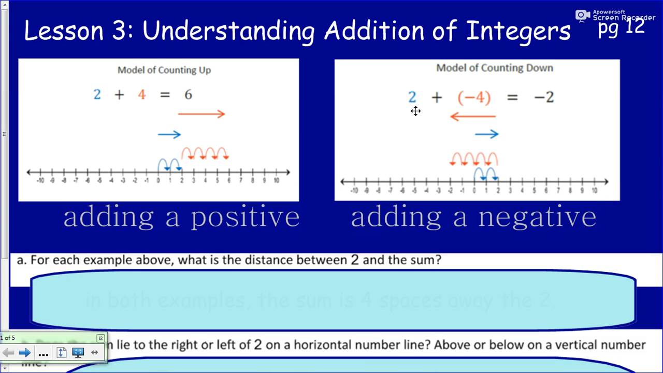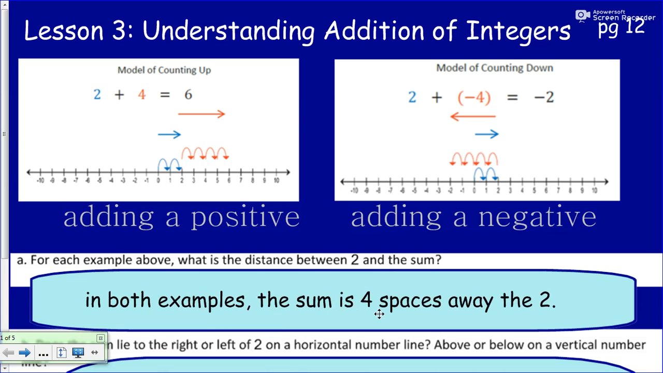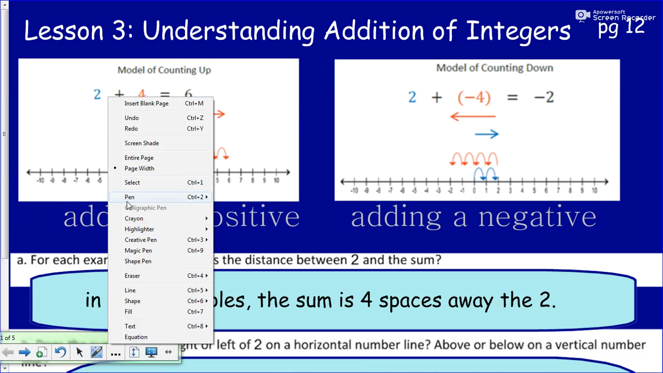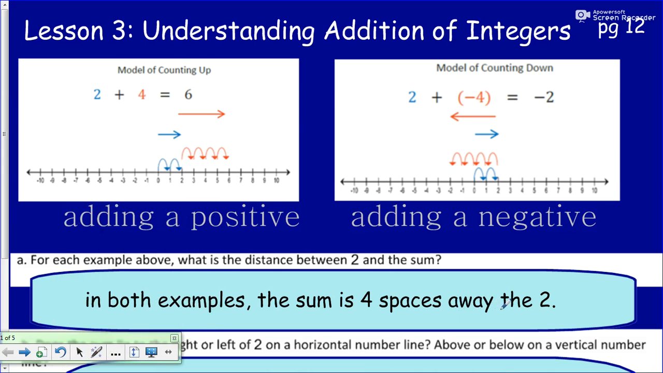Likewise, in this second example, we start at 2. This time our sum is negative 2. And again, it's 1, 2, 3, 4 spaces away. So in both examples, the sum is 4 spaces away from the 2. My apologies, that should say from right in there. Let me add that in for you. There, 4 spaces away from the 2.